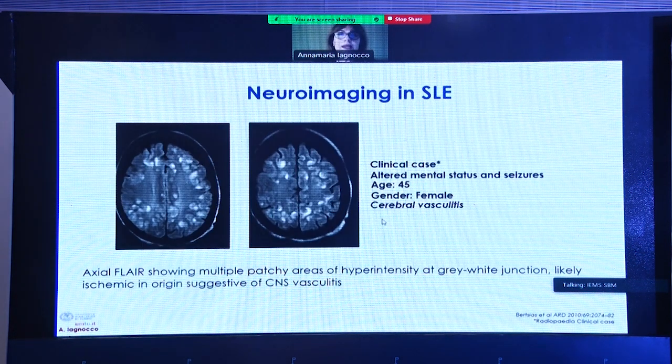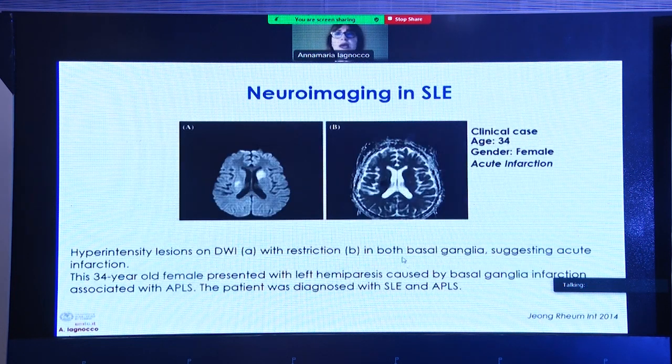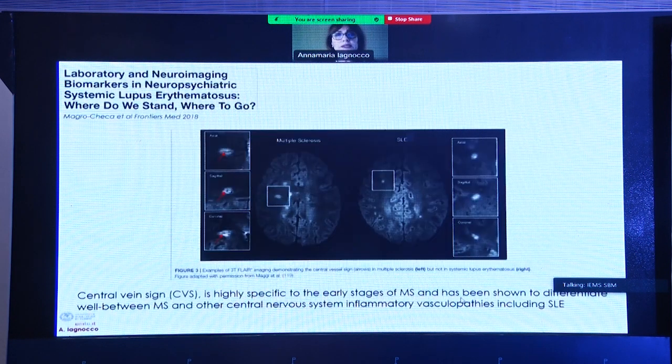This is a clinical case of a patient with lupus and cerebral vasculitis, and you see different patchy areas of hyperintensity that are shown in different areas. And this is another case of a patient with acute infarction, DWI lesions, and DWI shows different hyperintensity lesions and restrictions in both basal ganglia, and this is a patient with lupus and antiphospholipid syndrome.